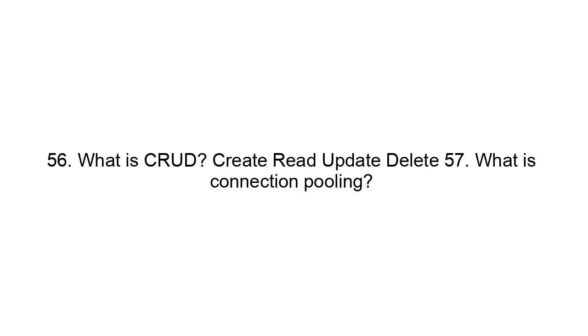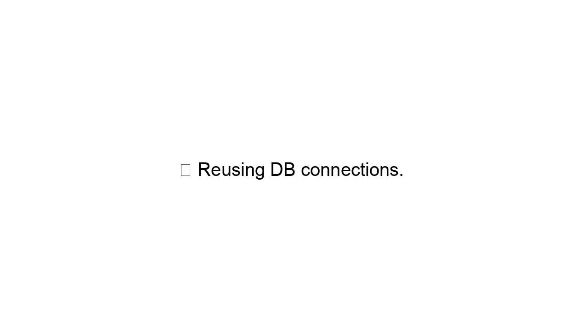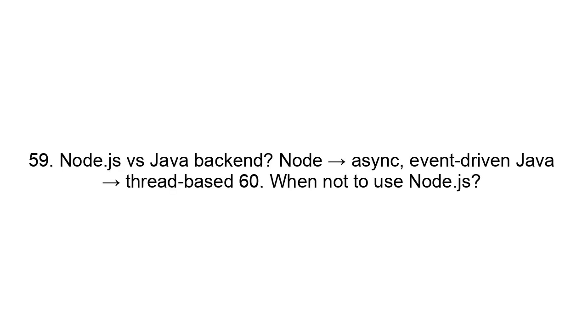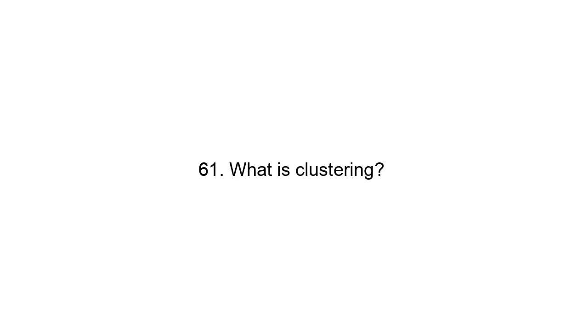56. What is CRUD? Create, read, update, delete. 57. What is connection pooling? Reusing DB connections. 58. What is microservices? Architecture with small services. 59. Node.js versus Java backend. Node means async, event-driven. Java means thread-based. 60. When not to use Node.js? CPU-heavy applications. 61. What is clustering? Using multiple CPU cores. 62. What is child process? Running external processes.